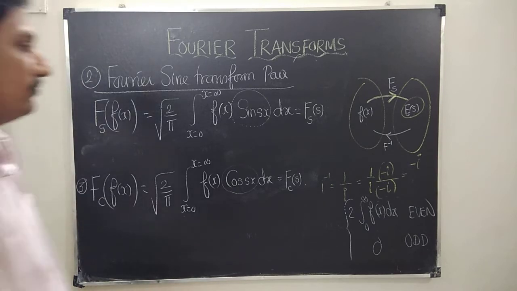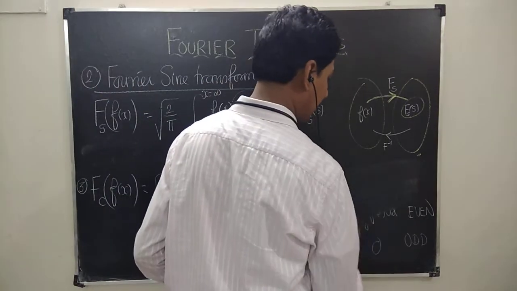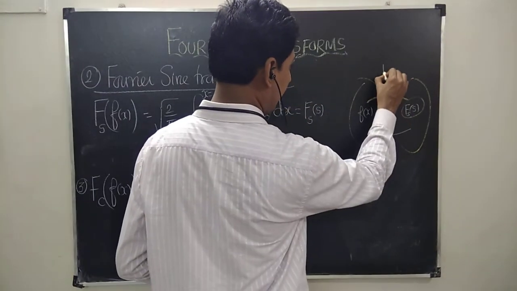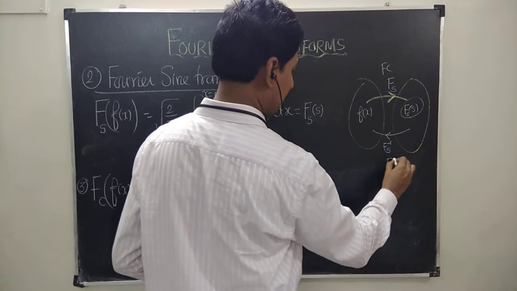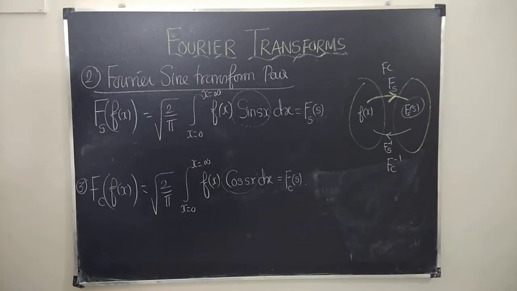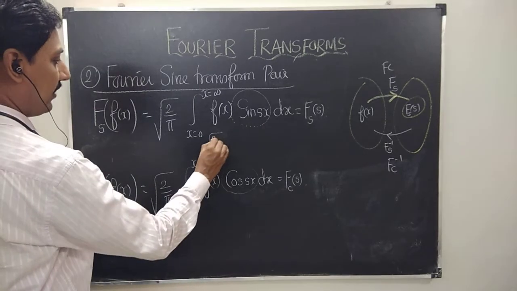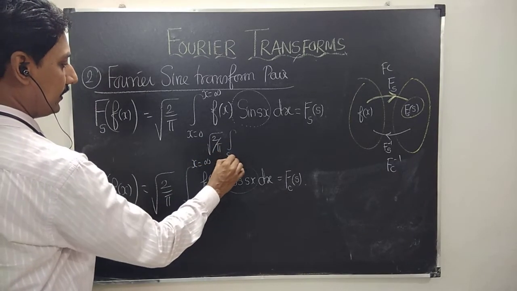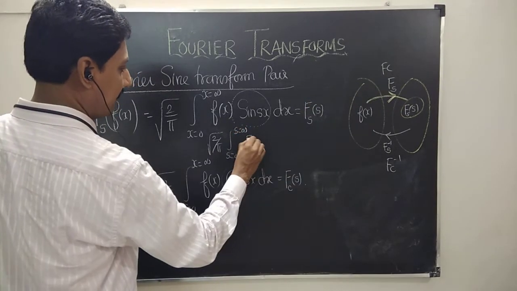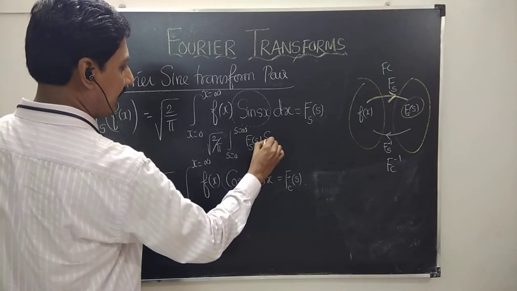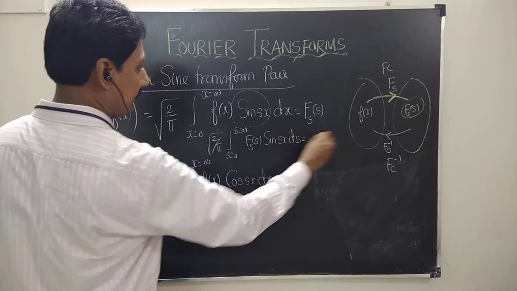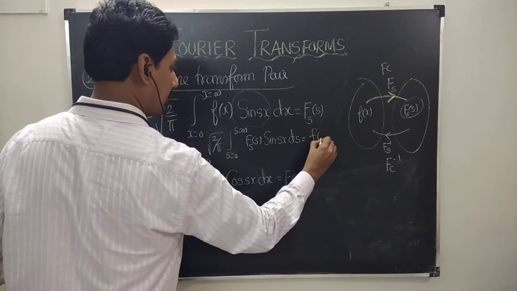What about the inversion formula? Because I didn't introduce the inversion formula here. So what is the inversion formula for the Fourier sine transform as well as for the cosine transform? Yes, the same thing, the reverse. It is 2 by pi, integral s equal to 0 to s equal to infinity. Now the input is f s of s, the sine transform only, so sin sx ds, because the variable of integration is s. So the outcome is f of x.